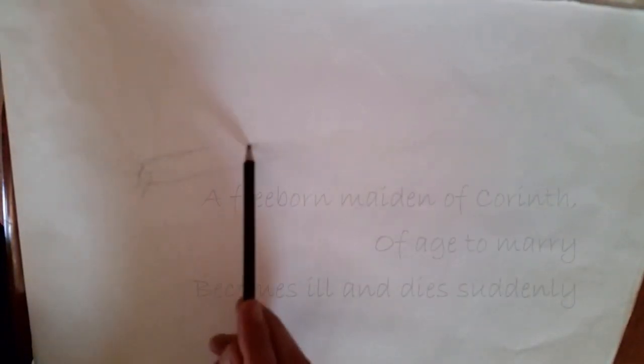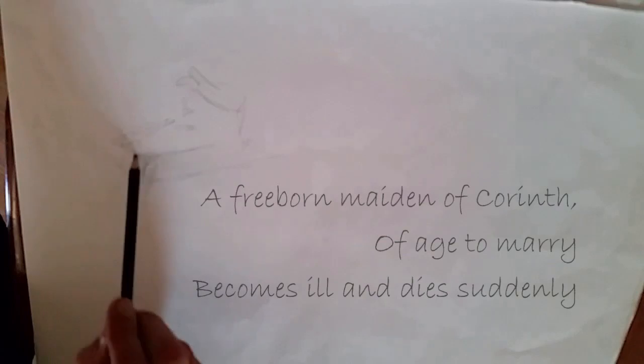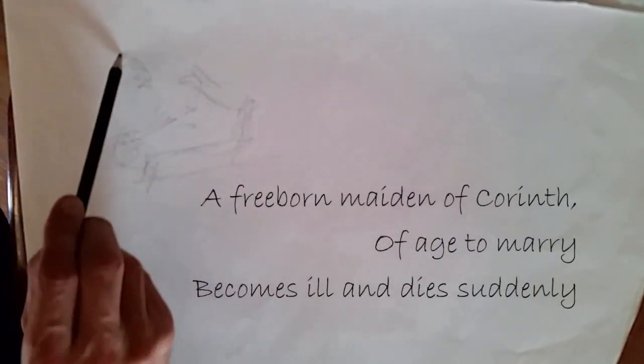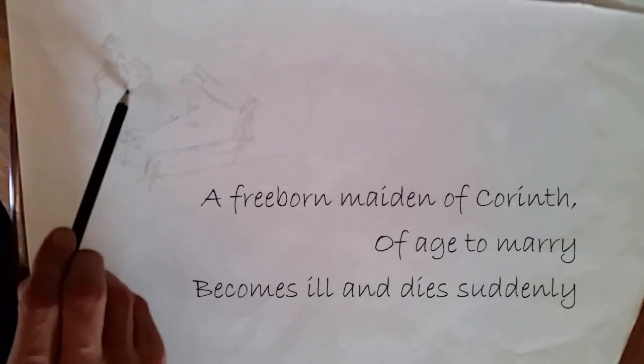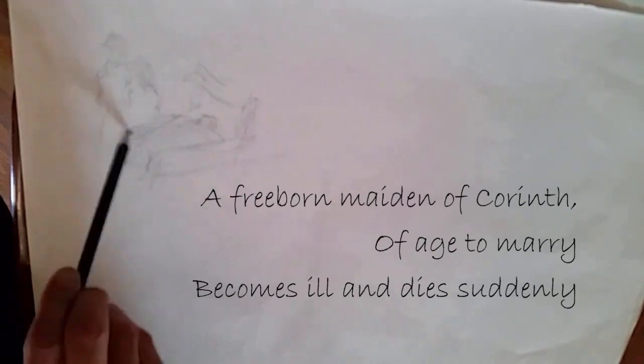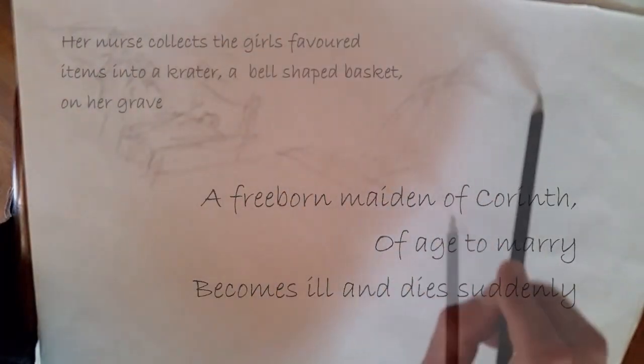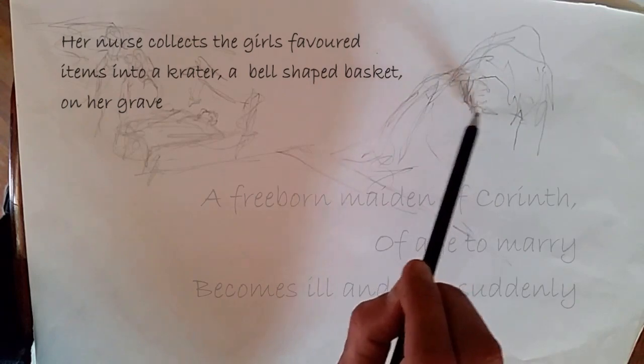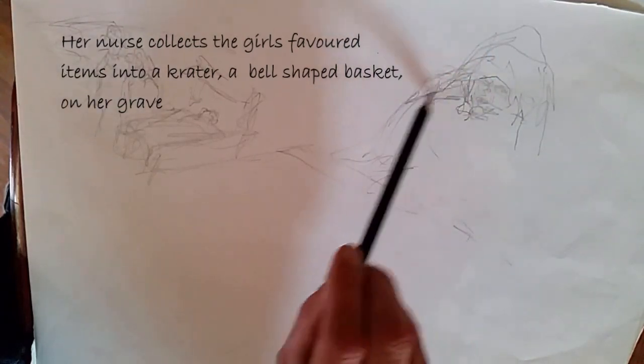Okay, so I did this sketch a while ago, but this is about the creation and the story behind the invention of the Corinthian order. So the Corinthian Column, the column of beauty or the virgin, but a freeborn maiden of Corinth. She was of marriage age. She became ill and suddenly died.